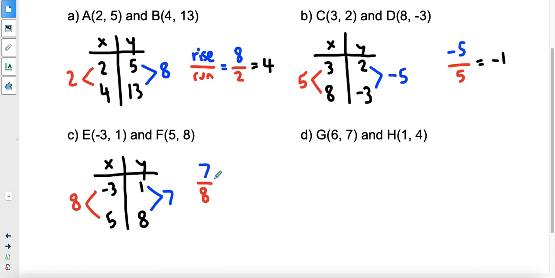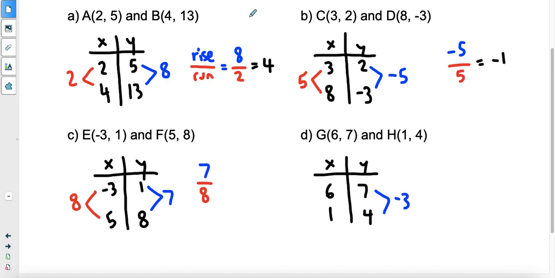Last one here. I want to find the slope between (6, 7) and (1, 4). So I'm going to do the exact same thing. I'm going to start by creating my table. I know my x values are 6 and 1. And my y values here are 7 and 4. My y values go from 7 to 4, so they're going down by 3. Since they're going down, that's going to be a negative.